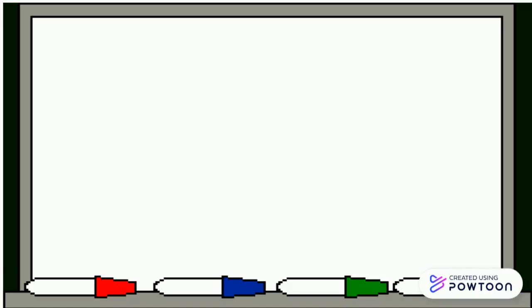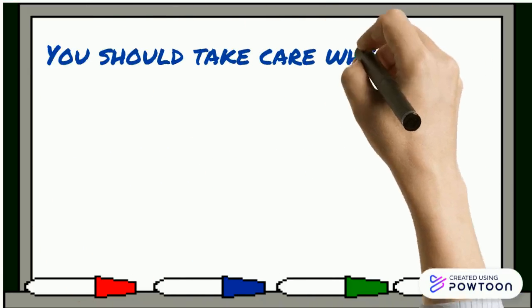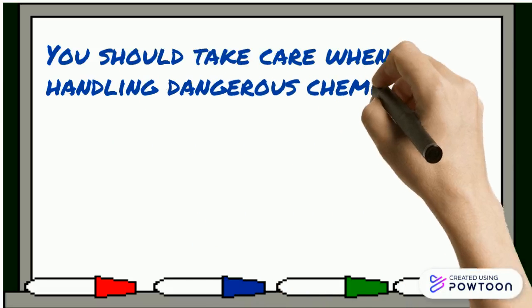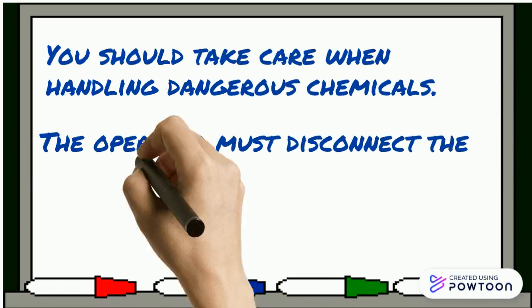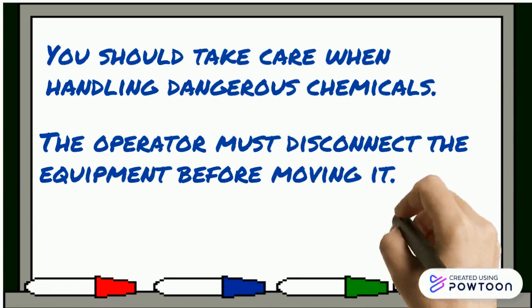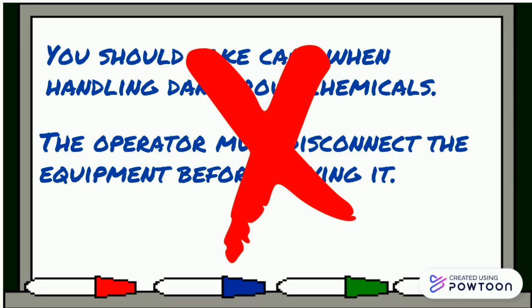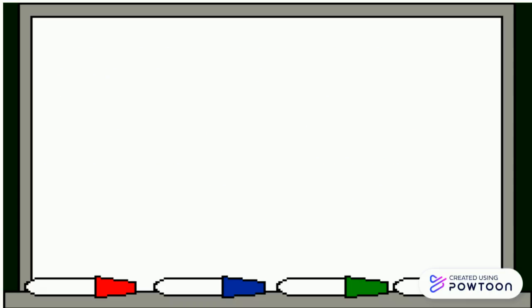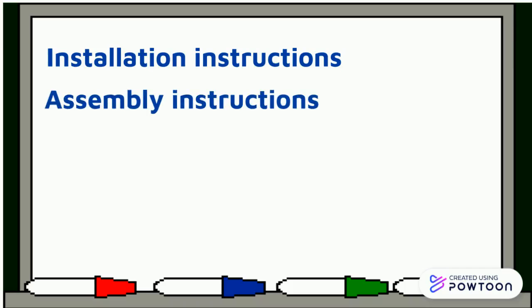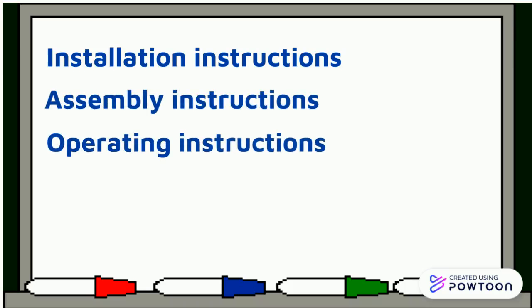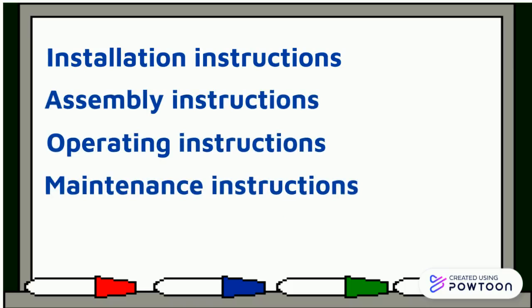When communicating directly with a colleague, you might say or write, "You should take care when handling dangerous chemicals," or "The operator must disconnect the equipment before moving it." However, this is not the correct format when writing procedures for the lab. What we're going to look at now is also true for installation instructions, assembly instructions, operating instructions, maintenance instructions, and so on.